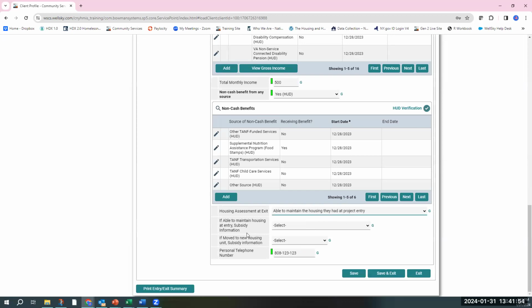a second question you must answer with that selection: if they were able to maintain their housing at entry, what's the subsidy information associated with this household? So did they maintain it without a subsidy, with a subsidy they had at project entry, with an ongoing subsidy acquired since their project entry into your prevention, only with financial assistance other than a subsidy, and then there's a data not collected option. So you're going to answer, if you helped them maintain their housing, what was the subsidy data set that best fits this household's outcome?